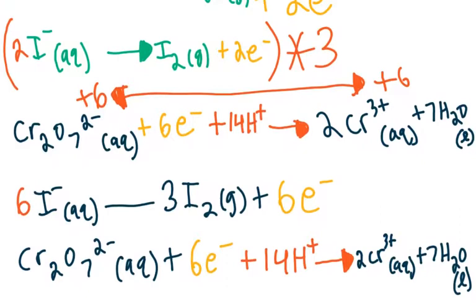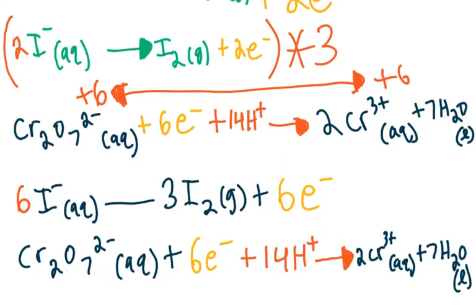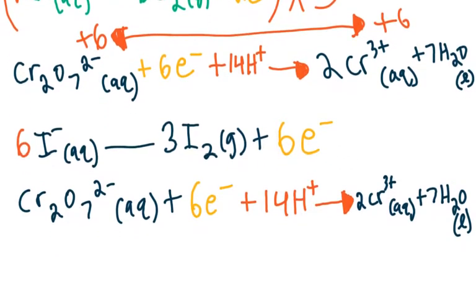So what we did was multiply everything by 3 in the iodide half reaction, which made the 2 electrons turn into 6 electrons. And now both of our equations are happy. We're ready to add, okay? Because we have 6 electrons here and 6 electrons here. All you have to do now is just add. So if we add these two half reactions together, we're going to get this.